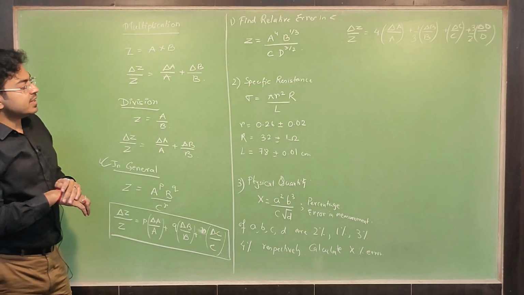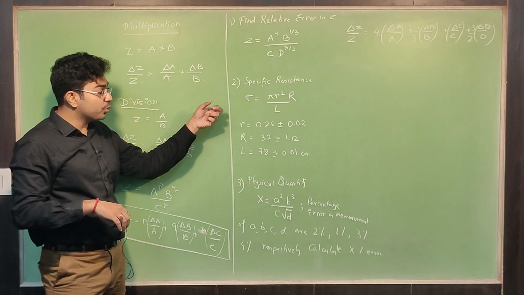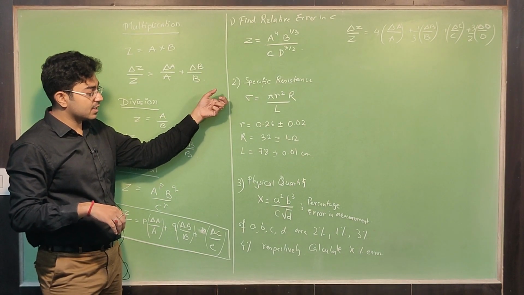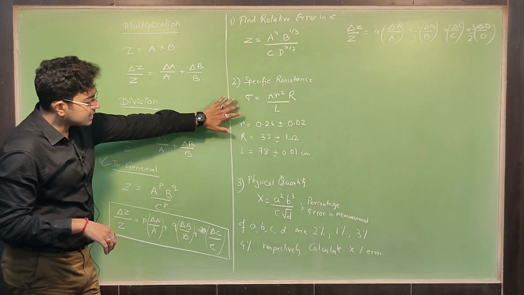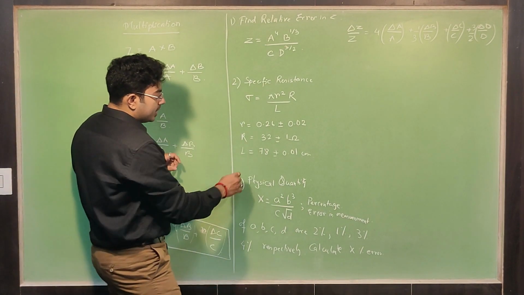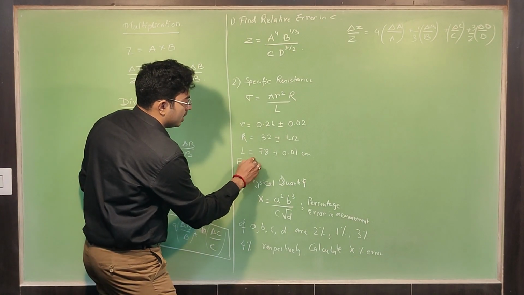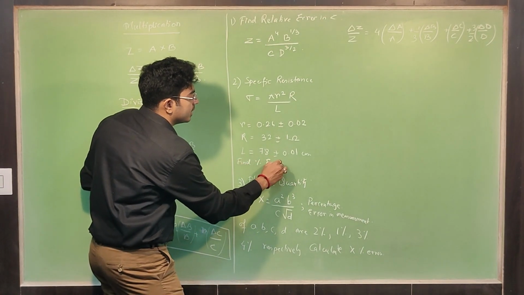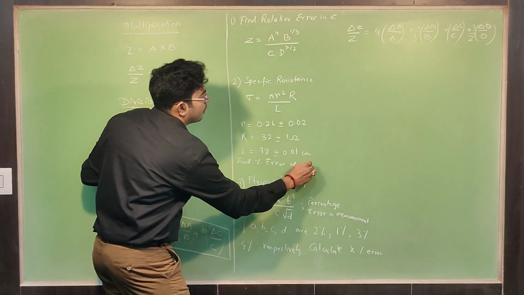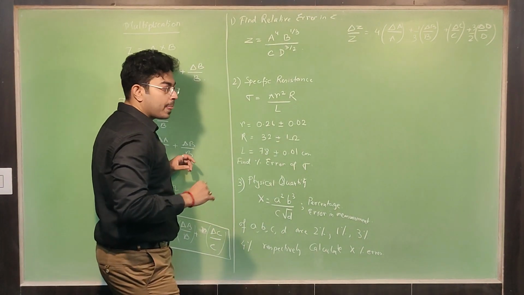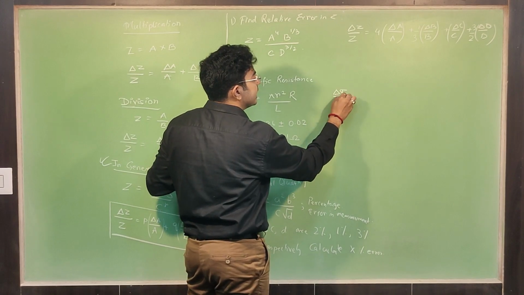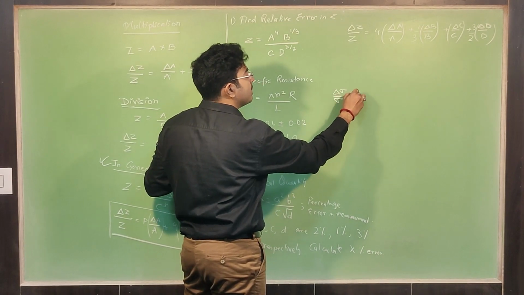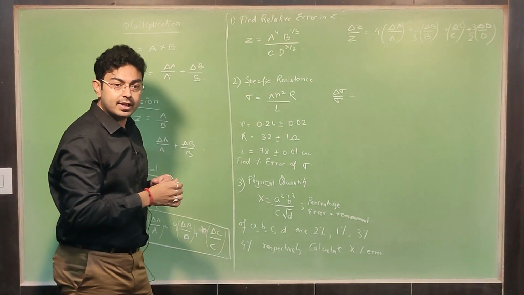Now, if I am going with the specific resistance, let us see what the question asked. Here specific resistance is given. So the question will be: find the percentage error of this specific resistance. Now, how does it depend on specific resistance? That is delta sigma by sigma. This is the first thing that you need to find out.